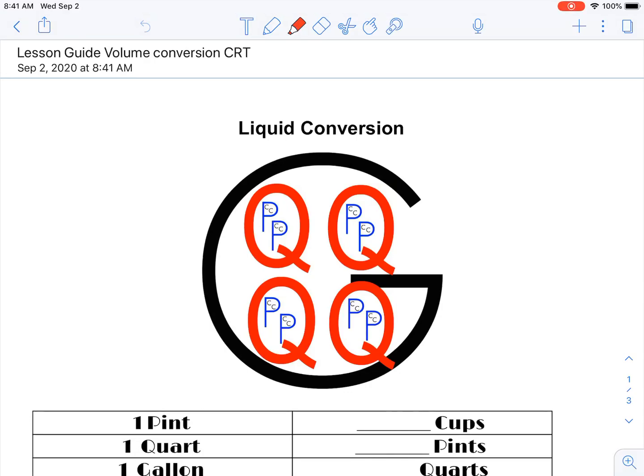Hello students, this is Mrs. Jones. Today we're going to talk about liquid conversion using the units ounces, cups, quarts, pints, and gallons.